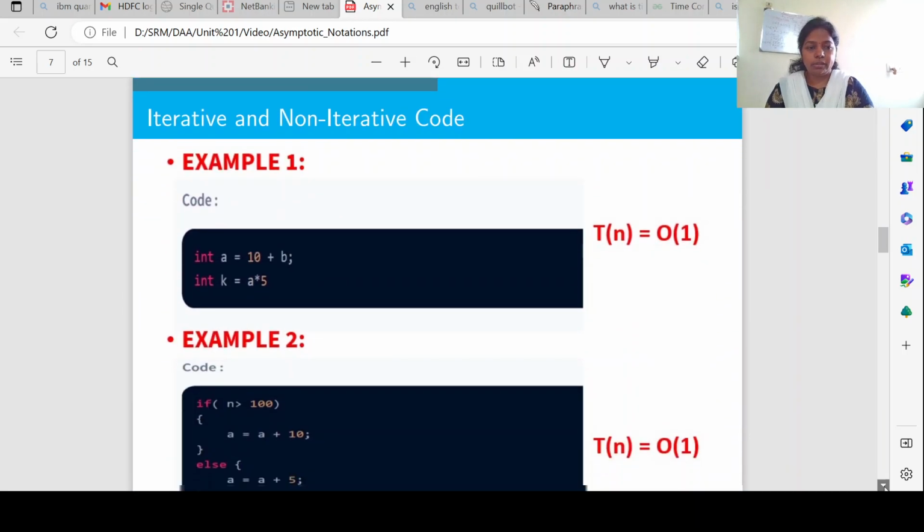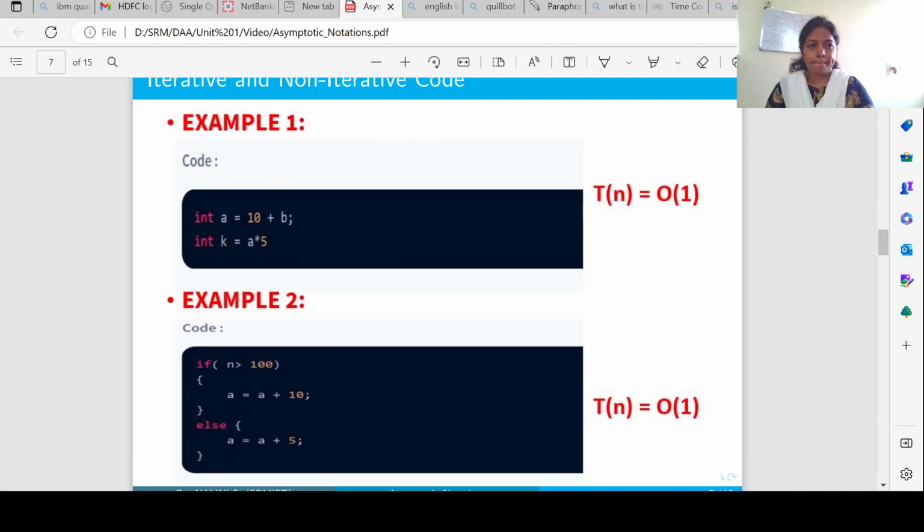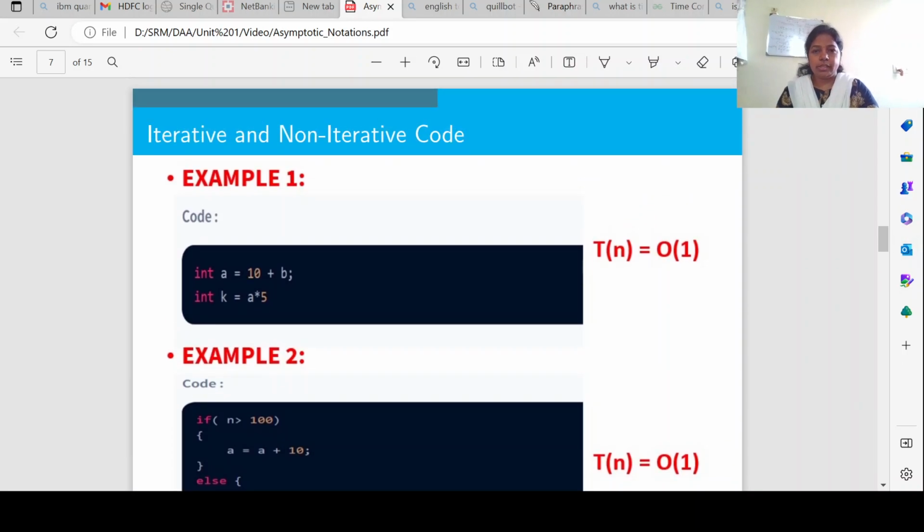Take this example. Here you have two statements. In the first one, integer a equals 10 plus b. Here you have one assignment operator and one arithmetic operator, right? Based on our assumptions, we allocate 1 unit of time for assignment and another unit of time for the arithmetic operation. Totally this statement needs 2 units of time.